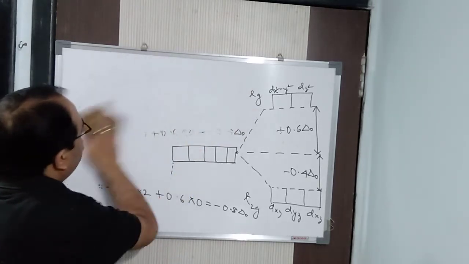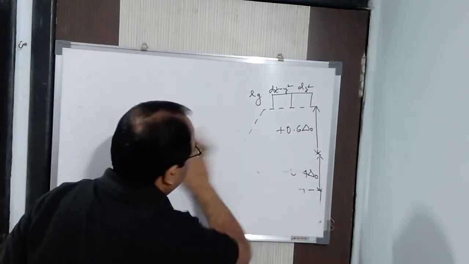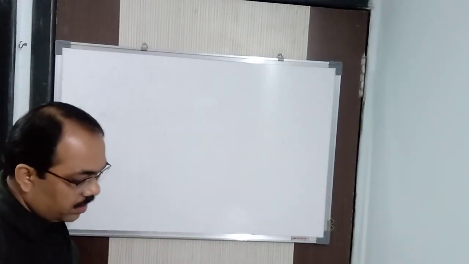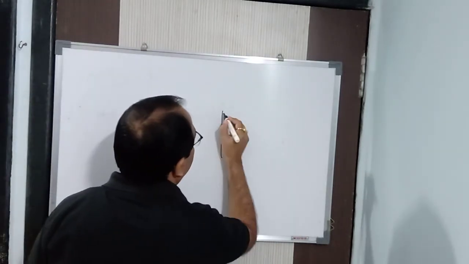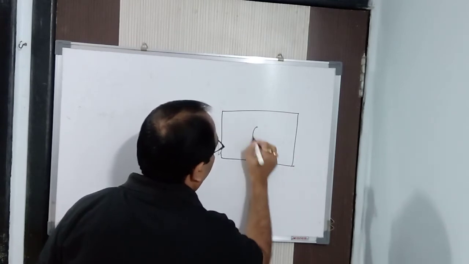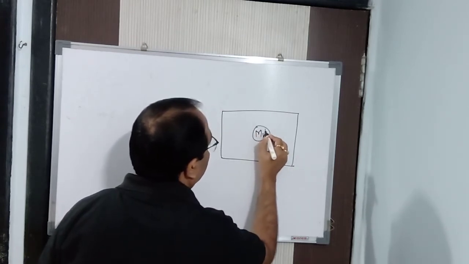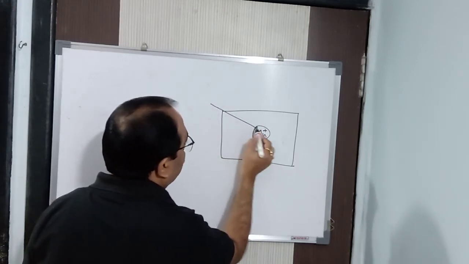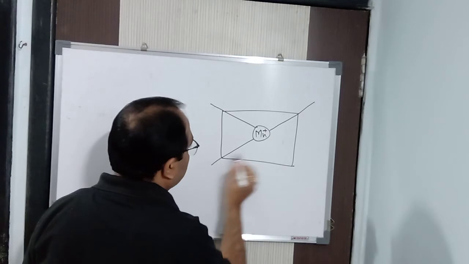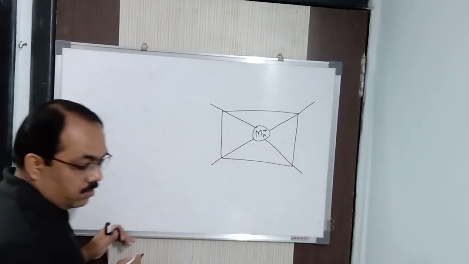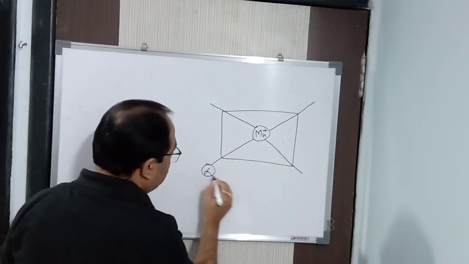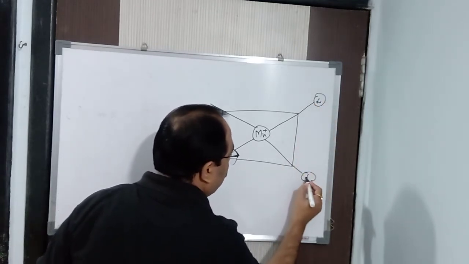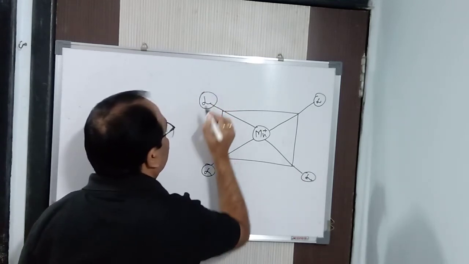Now, coming to the tetrahedral complex. How can we have the tetrahedral complex? That is quite an easy one. This is your tetrahedral. We can write here in the middle the Mn+ ion. That is your central metal atom. And these are the ligands. That is L, L, L. I am writing L here, and this is your L.